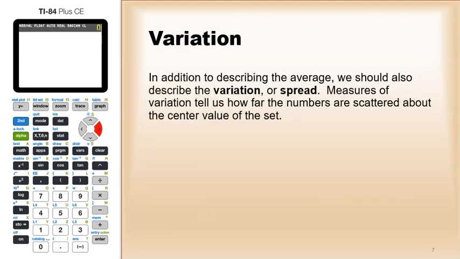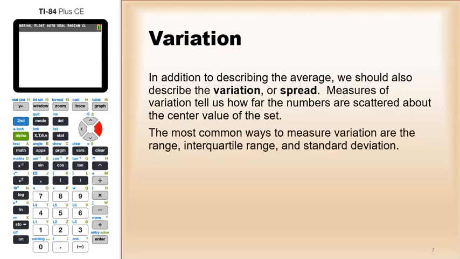Now for variation, we're also going to talk about three different measures. In addition to describing the average, we should also describe the variation or spread. Measures of variation tell us how far numbers are scattered about the center value of a set. You can have two sets that have the same average, but if one is getting the same number over and over again, and another is all over the place, they're two very different distributions. The most common ways to measure variation are the range, interquartile range, and standard deviation.